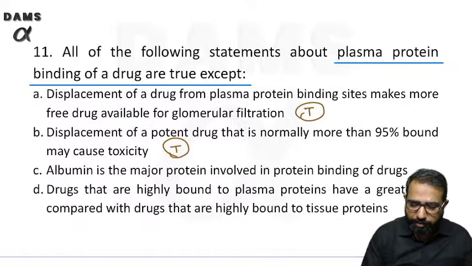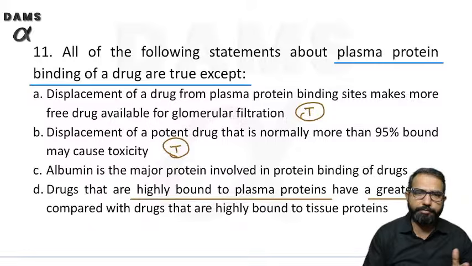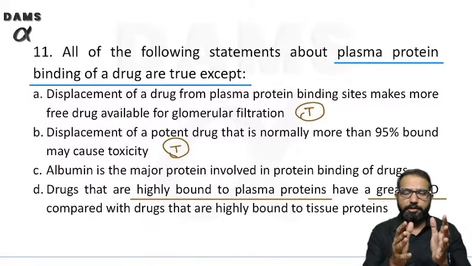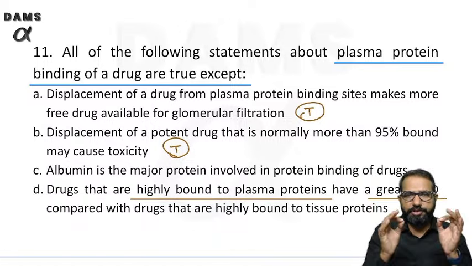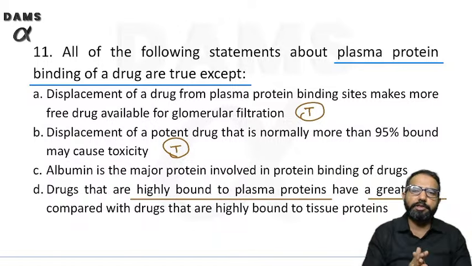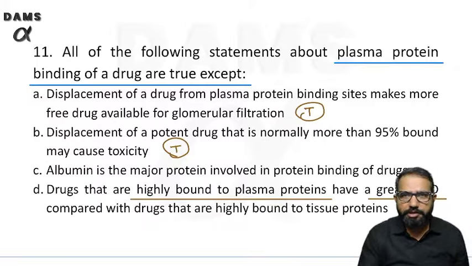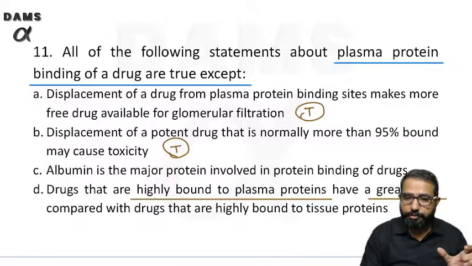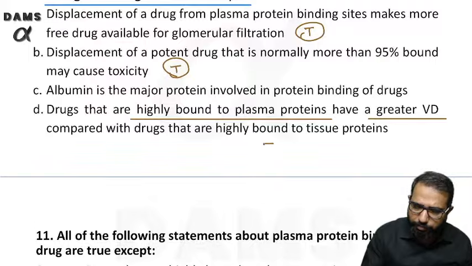Then, drugs that are highly bound to plasma proteins have a greater volume of distribution as compared to the drugs that are highly bound to tissue protein. No. In the plasma, if the drug binds to these proteins, the distribution will be less because distribution occurs only and only in the free drug. So more bound to plasma protein means less distribution. VD means distribution. So they have less distribution. So this is false.